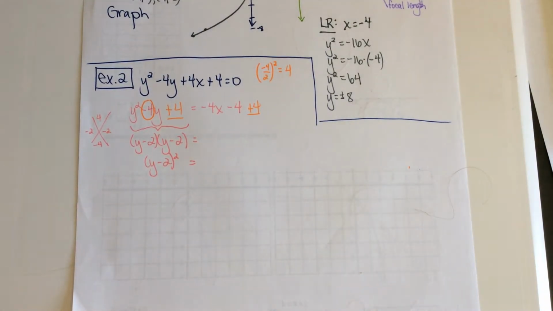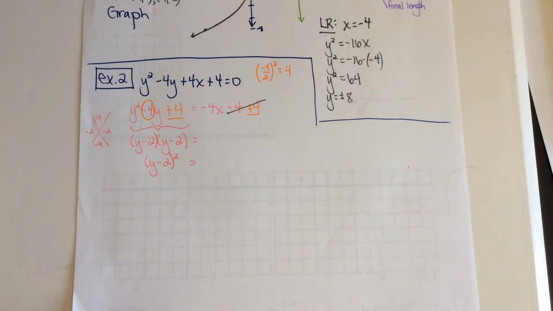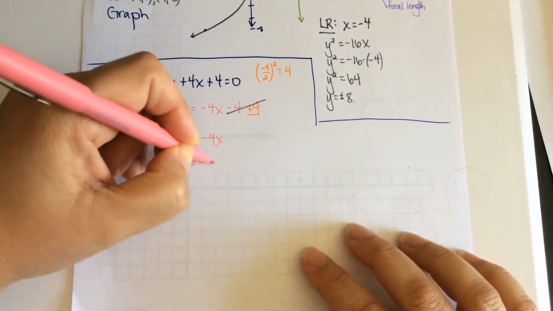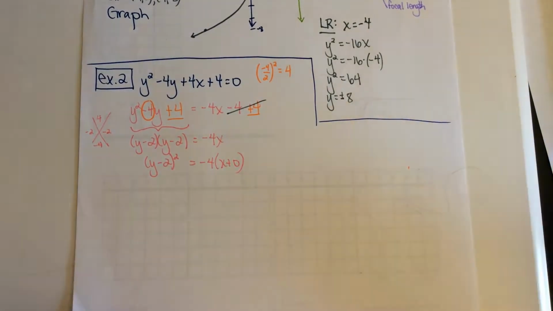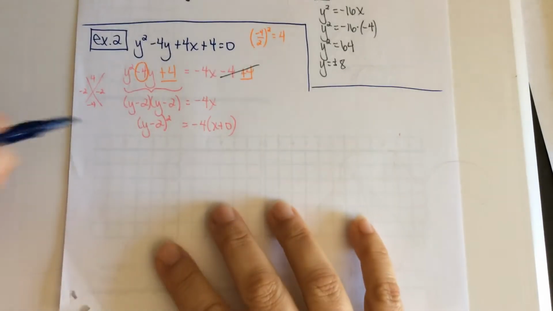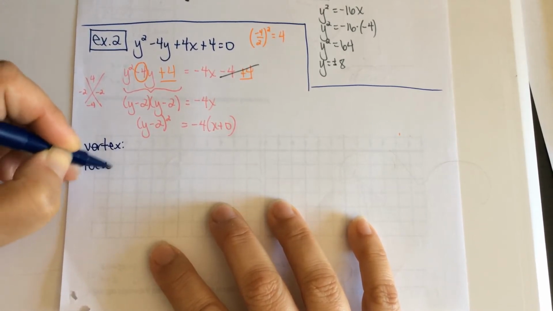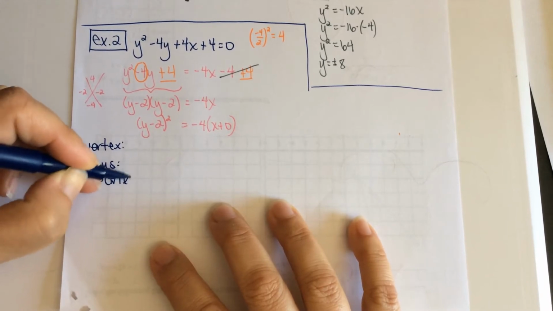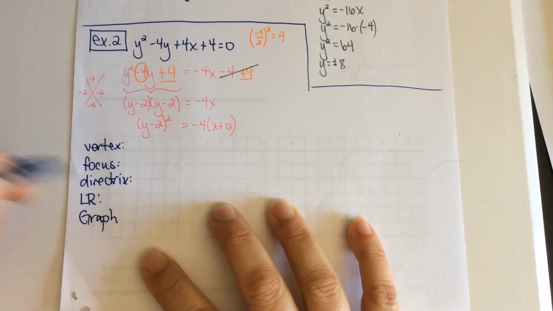So, you can see that these are going to cancel, right? -4 and +4. So we just have -4x here. And if it helps you, you can write it like that so that you can get all of that information again. Vertex, focus, directrix, points on the LR, and then we're going to graph.